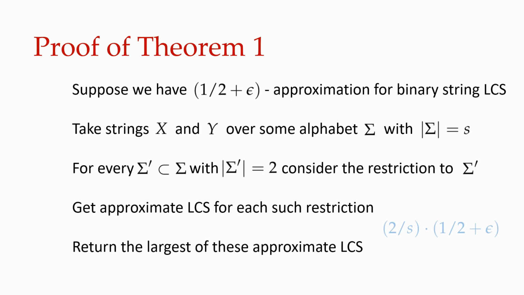Why does this approach work? Well, if we consider the two most frequent characters in the true LCS, together they make up at least a 2 over s fraction of the characters in the LCS, because there are only s characters in the alphabet. Then a better than half approximation for the subalphabet that contains these two most frequent characters will recover a better than 1 over s approximation for the full LCS. And that sketches the main idea behind this first result.